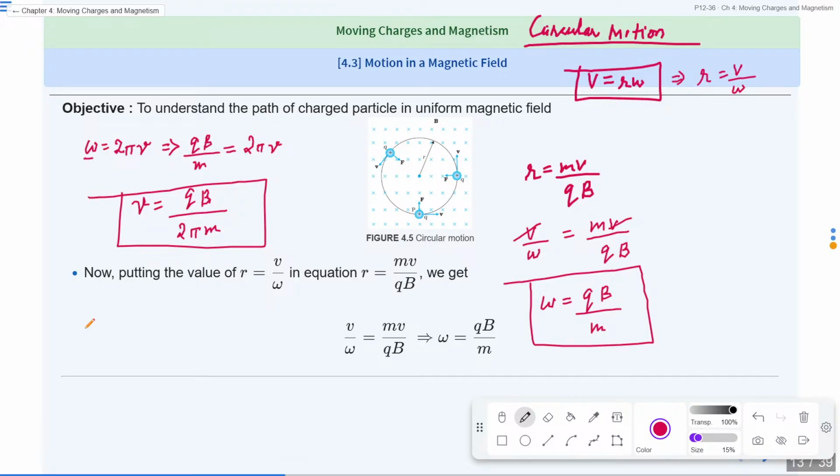So you have to find only one expression, that is for radius. Other expressions you can find by modifications. Okay, you will do slight modification: you will write r as v by omega, then find omega from it. From the relation between omega and frequency, you will get the expression for frequency.